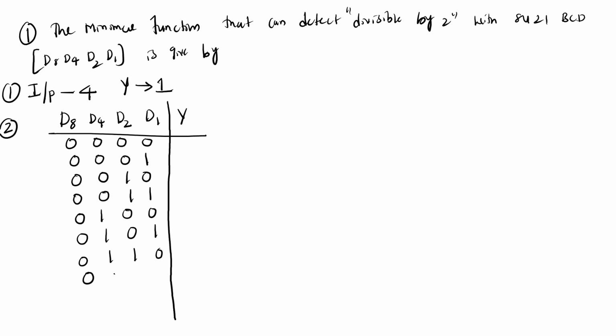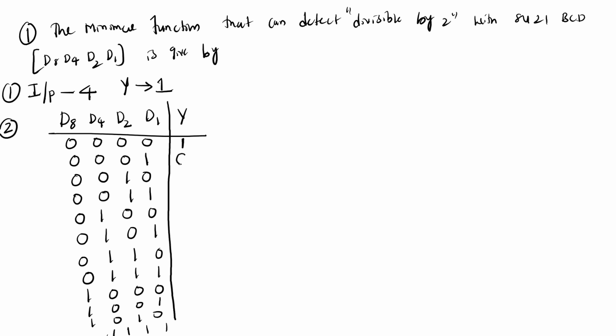Okay, 0 0 0 1, 1 0 0 1, 0 0 1 0, 1 0 0 1. Okay, from 1 0 1 0 to 1 1 1 1, those are nothing but invalid, no? So based on my problem, what he has given, it should be divisible by 2, no? So 0 is divisible by 2, so I can write 1.